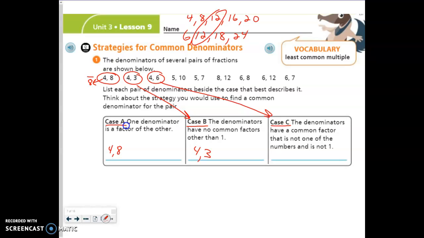If I multiply 4 times 6, hopefully you guys recognize that that is 24, but I can also find a 12 in that list before I get to 24. If I extended the 4 out one more here, you'll see that 24 is a common multiple as well. It's just not the least common multiple.